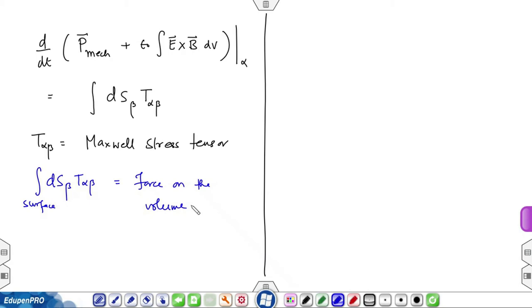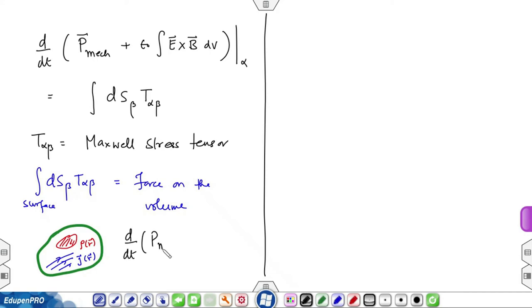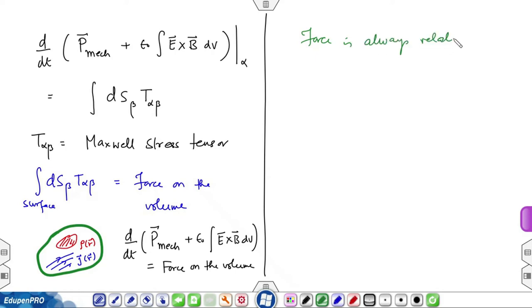Rest is the interpretation. So what we have now is this volume inside which there are these charges rho of r, and there are these currents j of r, and it gives me that the rate of change of P mechanical of all the charges plus epsilon 0 E cross B dV is equal to the force on the volume. But now the force is always related to change in the momentum.